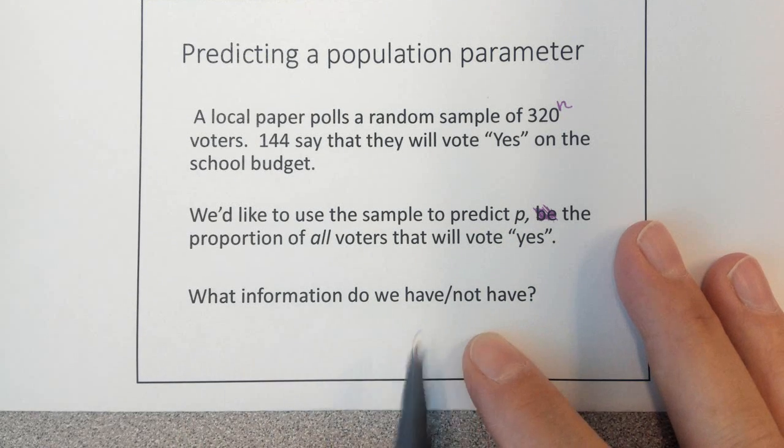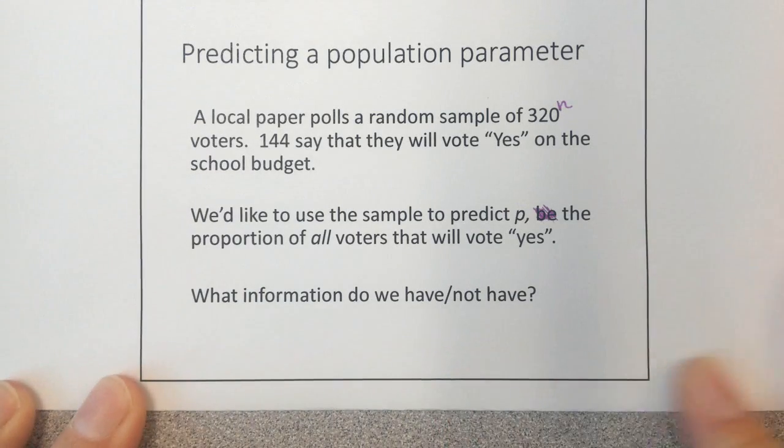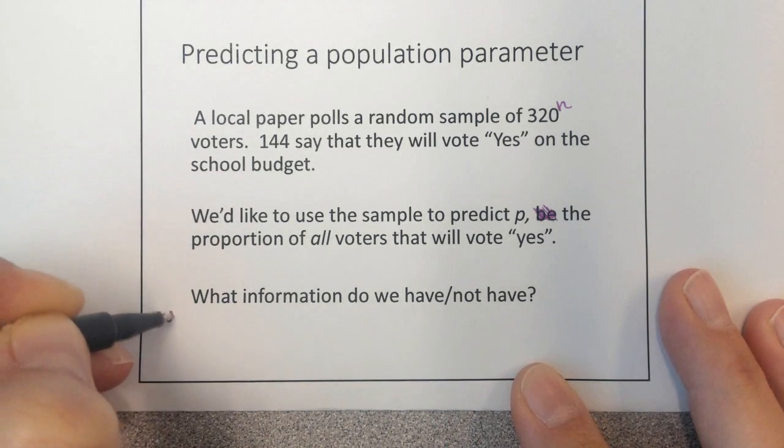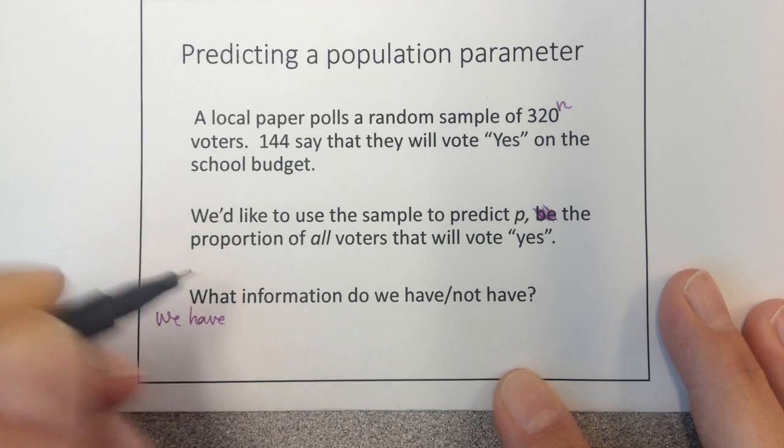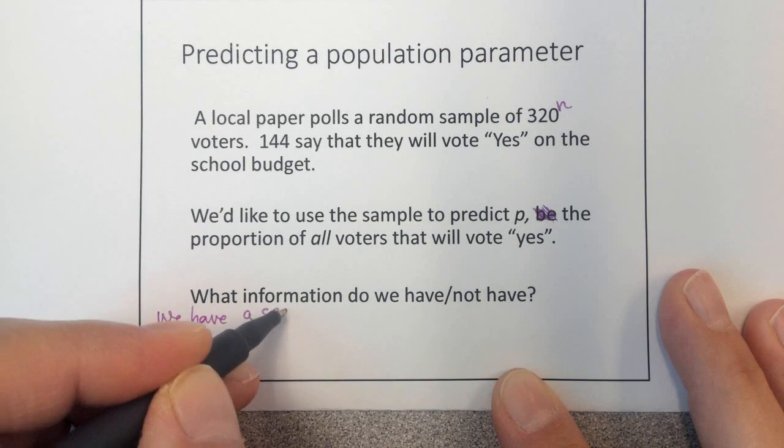So let's get to this question. What information do we have, do we not have? Well, we don't know what all voters are going to do. We know what 320 voters think. But we don't know what all the voters are going to think or what they're going to even do when it comes up for the vote at Election Day. So we have a sample proportion.